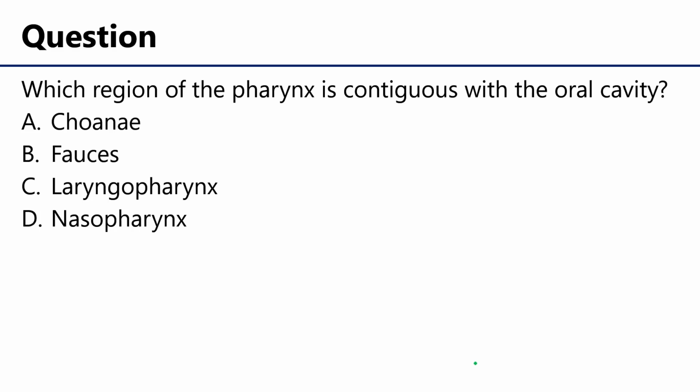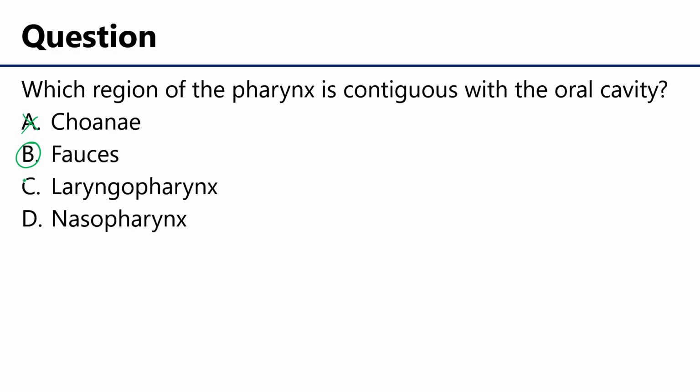That leads us to our assessment question of the video, and that is, which region of the pharynx is contiguous with the oral cavity? Is it A, the choanae? Well, the choanae are the border between the nasal cavity and the nasopharynx, so that's not right. Is it B, the fauces? The fauces is the part of the oropharynx which is in contact with the oral cavity. The division is the glossopharyngeal fold, so that's a pretty good answer.